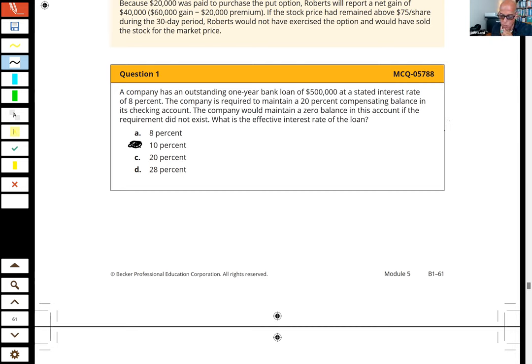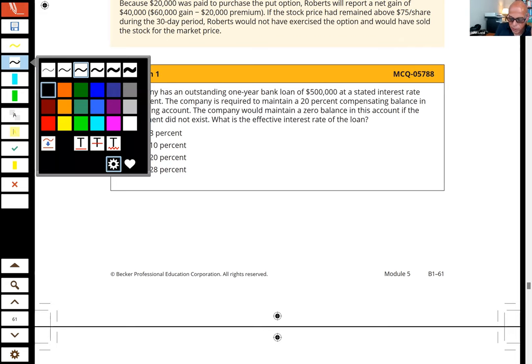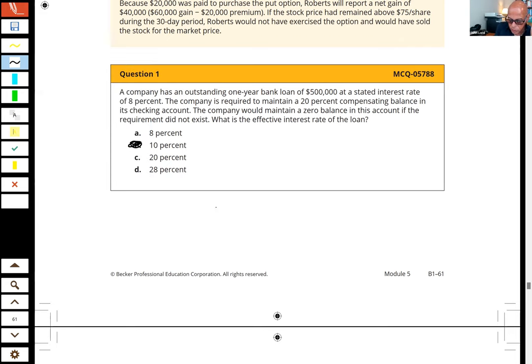We have an outstanding one-year bank loan of $500,000 at a stated interest rate of 8%. The company is required to maintain a 20% compensating balance in a checking account. So we can't spend that $100,000 that we have to maintain. In effect, the proceeds are not the full $500,000. It's only $400,000.